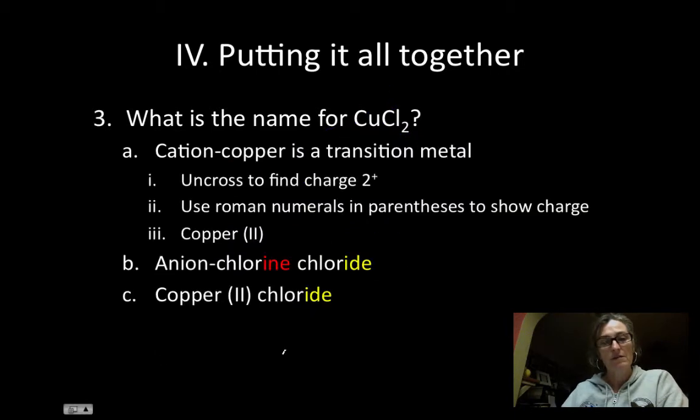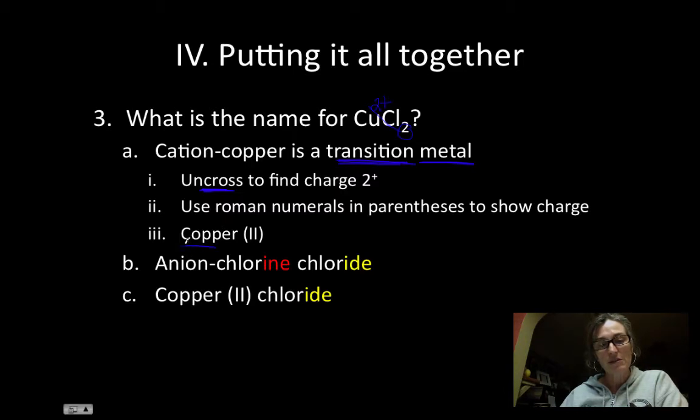More practice. What is the name for CuCl2? Well, this time I have copper, and we know that copper is a transition metal. And transition metals can have more than one charge. So I need to uncross my formula to find the charge. This 2 originally was up here as a 2+. So when I uncross my formula, I remember that copper must have been 2+. So I'm going to use a Roman numeral in parentheses to show that this is copper 2+.